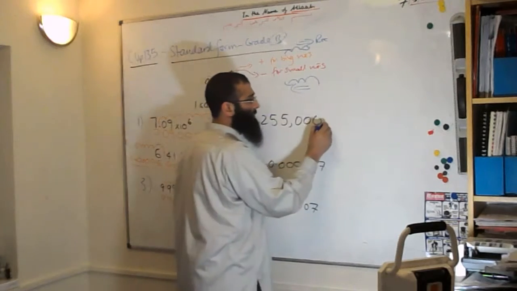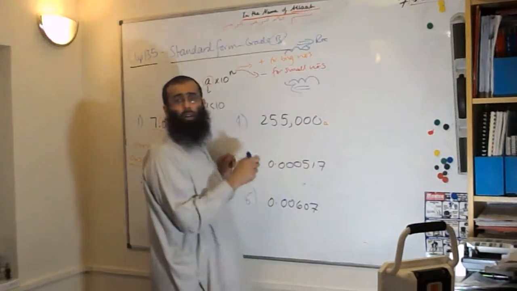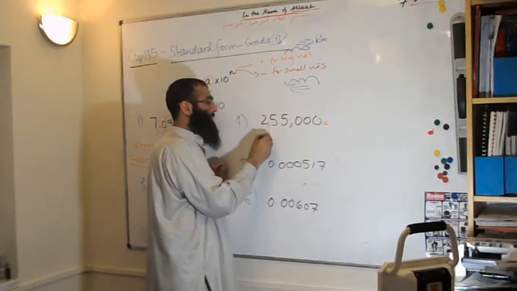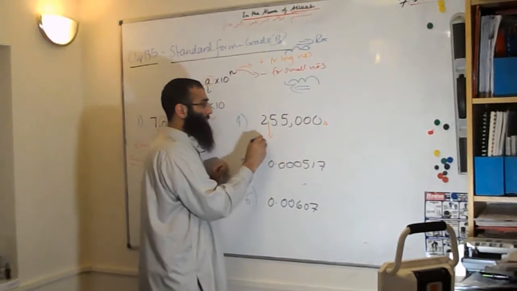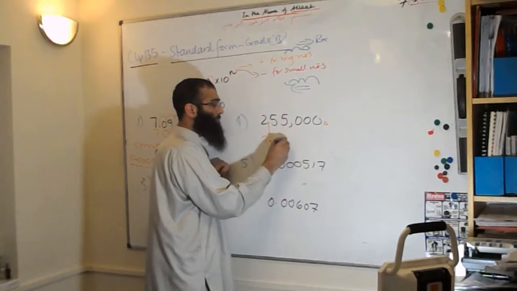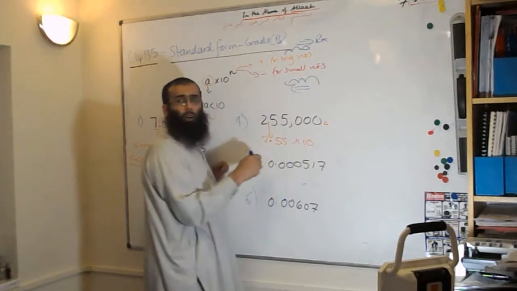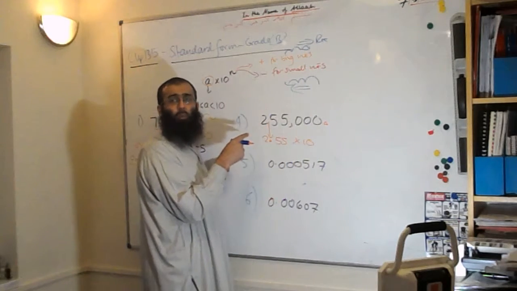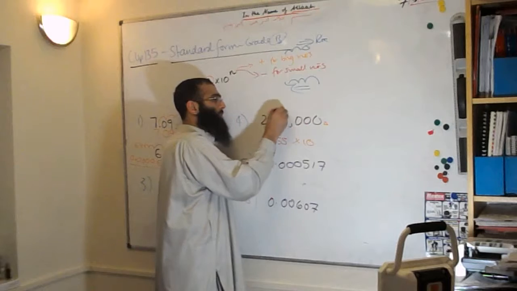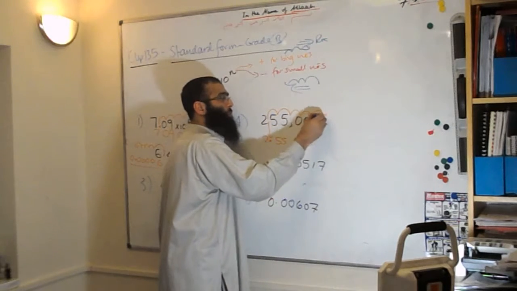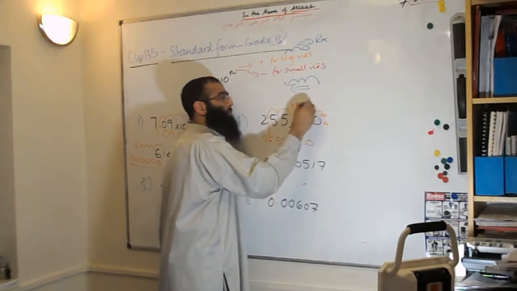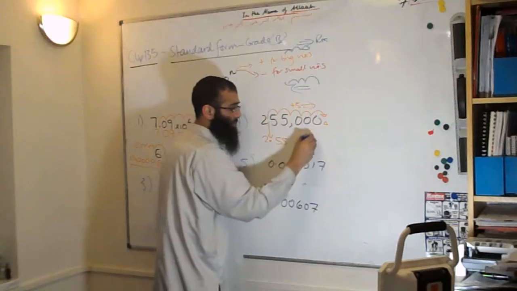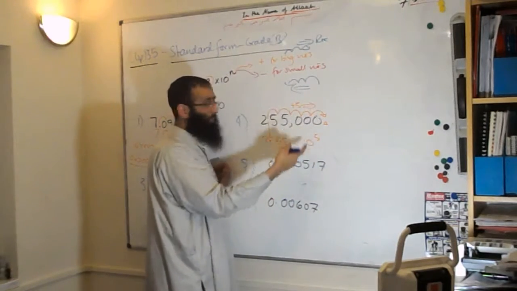225,000. Decimal point is currently where? At the end. We need it to be where? Between these two numbers. So the number now reads 2.55. Now, how do we get it back to the original number? Ifra? 1, 2, 3, 4. How many jumps forward? 5 jumps to the right. So the power is plus 5 or just 5 on its own.